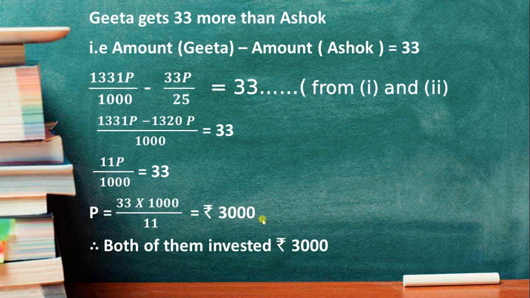Hence we can say that both of them, Ashok and Geeta, invested the amount rupees 3000 at the same rate of interest. The only difference is that in one case the compound interest is compounded yearly, and in the other case the compound interest is compounded half yearly.